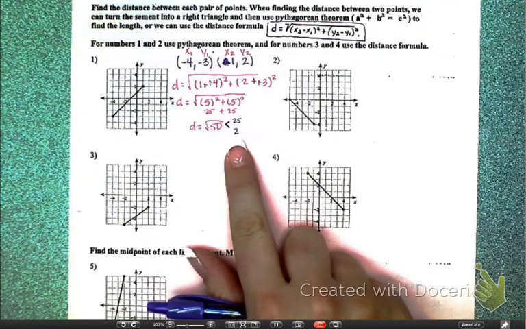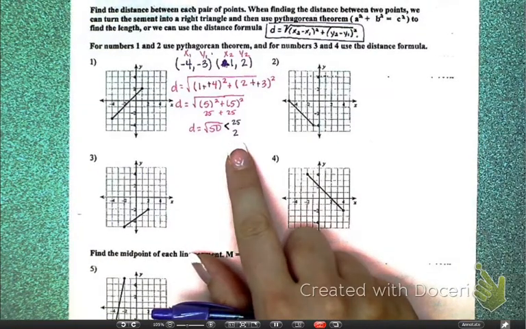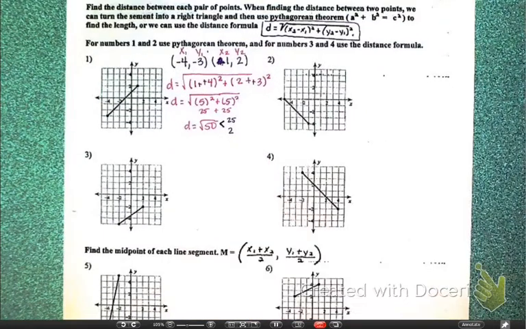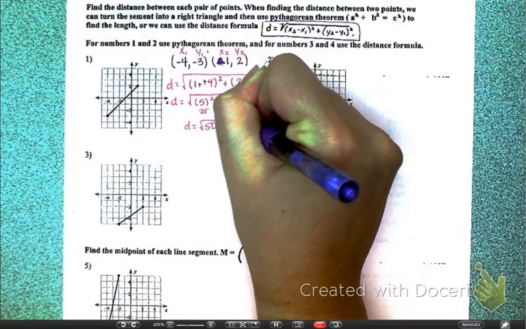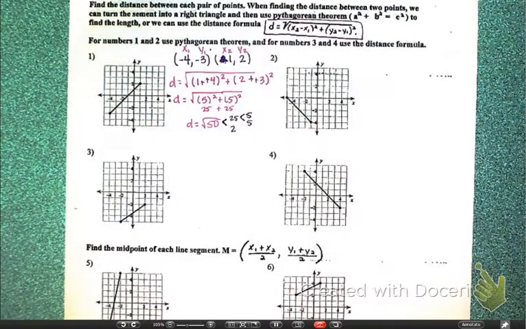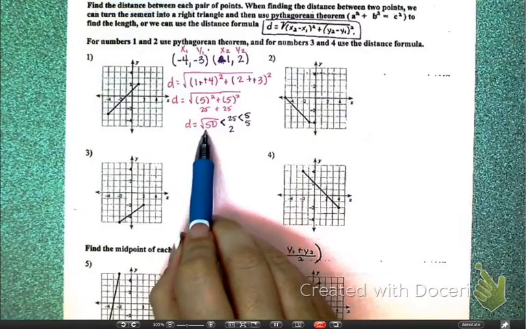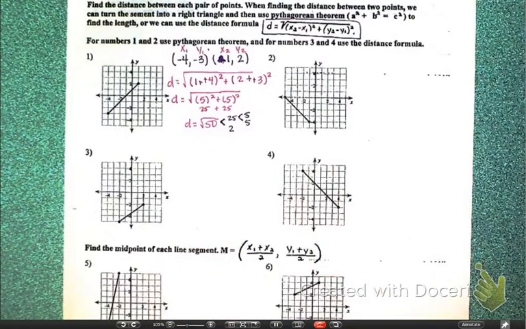So can I break down 2 any further? No. Can I break down 25? Yes, to 5 and 5. So far so good? Yeah. Okay. Now here's my cheesy little story that goes with this that will help you remember how to solve these problems. Because we're taking square roots, we are looking for pairs.